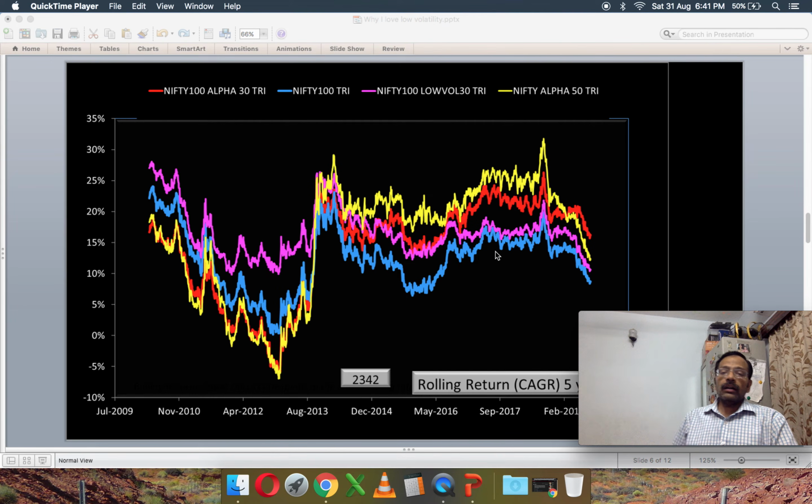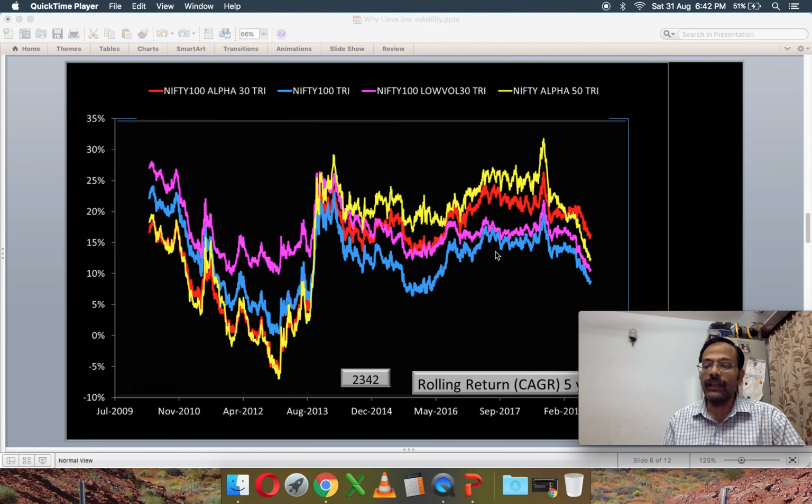Now let us compare the alpha indices, Nifty 100 and the Nifty Low Volatility 30 index. These are 30 stocks with the lowest price volatility. That is, they look at the daily returns and the lowest fluctuation in daily returns. The 30 stocks with the lowest fluctuation are chosen, and the weighting is given as per the volatility. You can see that the gap between the minimum and the maximum return is the lowest in the case of the low volatility index, and that is spectacular. And over every possible 5-year period, the low volatility 30 index has beaten the Nifty 100.